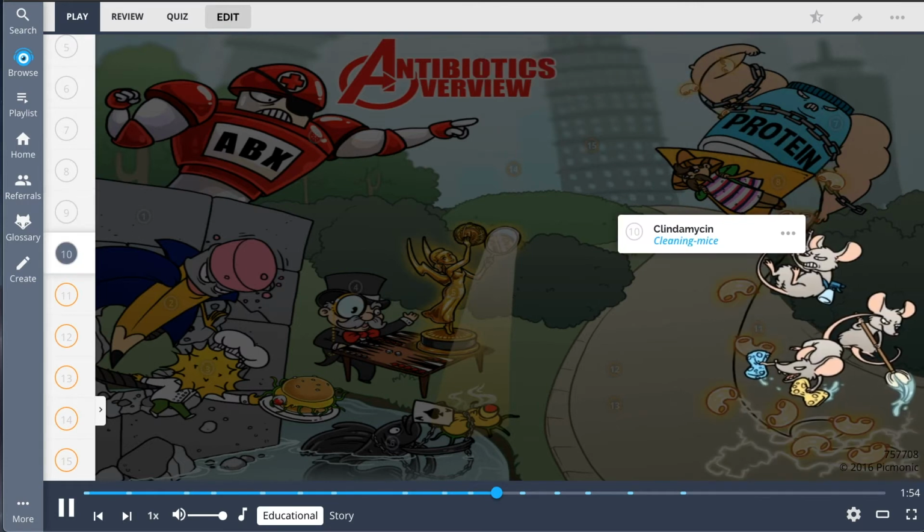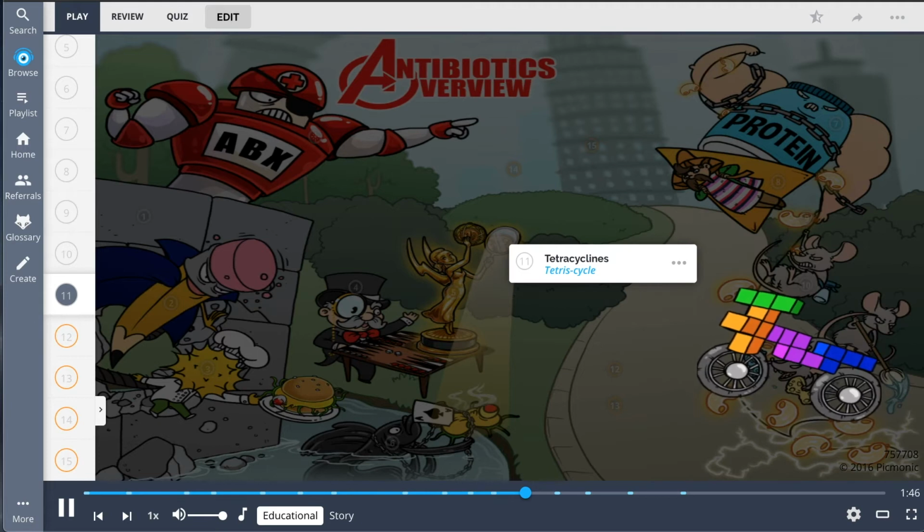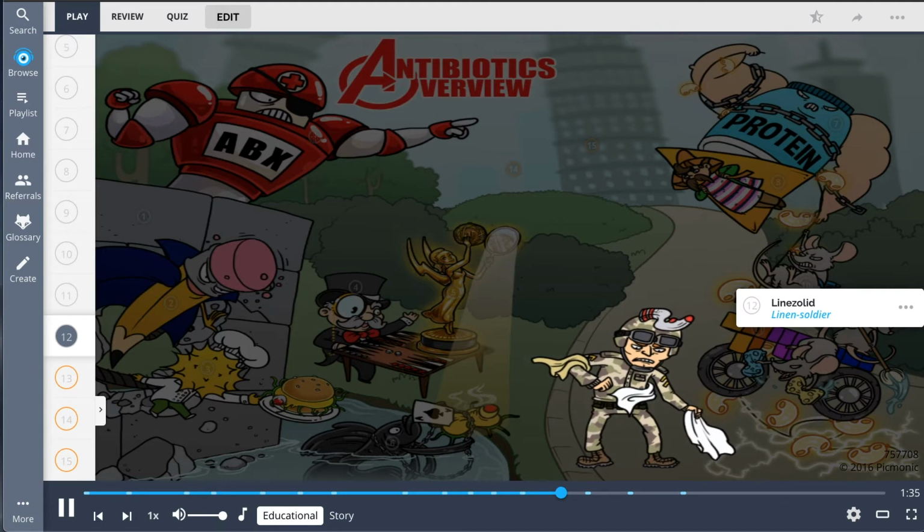Clindamycin, the cleaning mice, also inhibits the 50S subunit and is useful against many types of gram-positive bacteria, including MRSA. Tetracyclines, the tetracycle, are broad-spectrum antibiotics, which target the 30S subunit and include tetracycline itself and minocycline. Linezolid, the linen soldier, is another protein synthesis inhibitor, which exclusively targets gram-positive bacteria like MRSA and VRE.